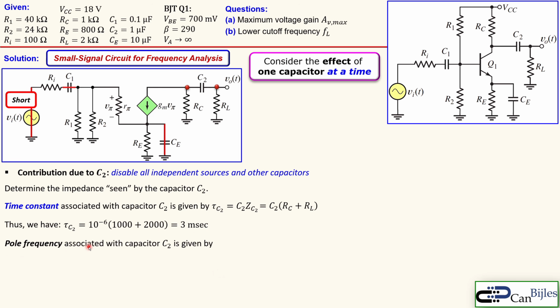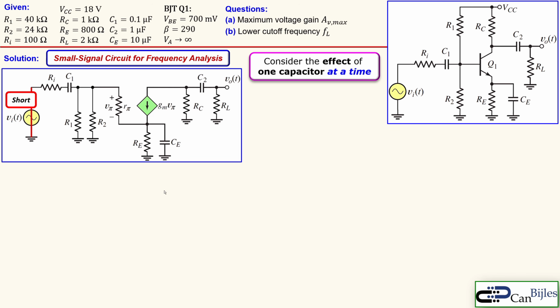Now the pole frequency associated with this capacitor is given by this expression again, 1 over this tau C2, and that's then 333.3 radians per second.